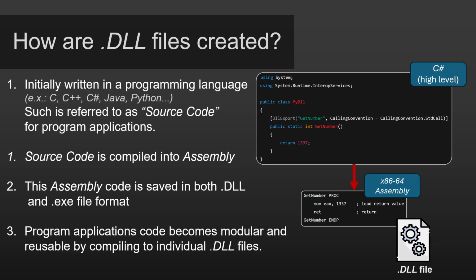How are DLL files created? Now, I believe it's important to touch on briefly this topic. So, when developers create an app, they write it in a programming language, and this code is referred to as its source code. When it's ready to ship or launch, that app's source code is compiled into a machine language known as assembly. The assembly code is then broken down into various individual DLL files alongside its main executable.